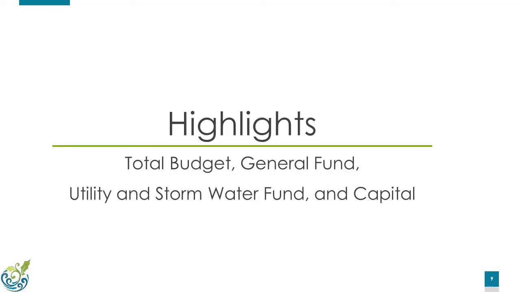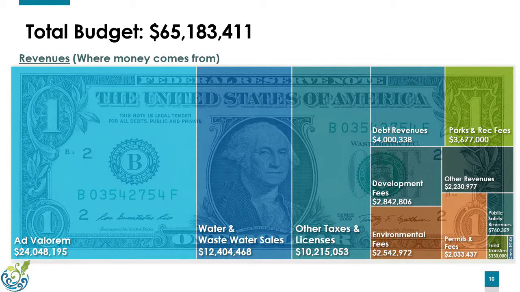So now I'd like to transition into some of the budget highlights. Here again, I'm going to start at a real high level from a total budget perspective. Then we'll move into the general fund, then the utility and stormwater fund, and then we'll move into some capital highlights. Starting off, the total budget is $65,183 million. And where does that money come from?